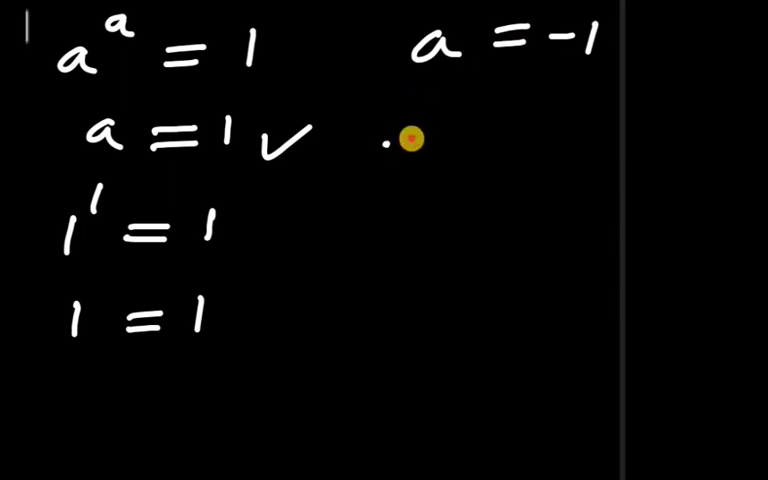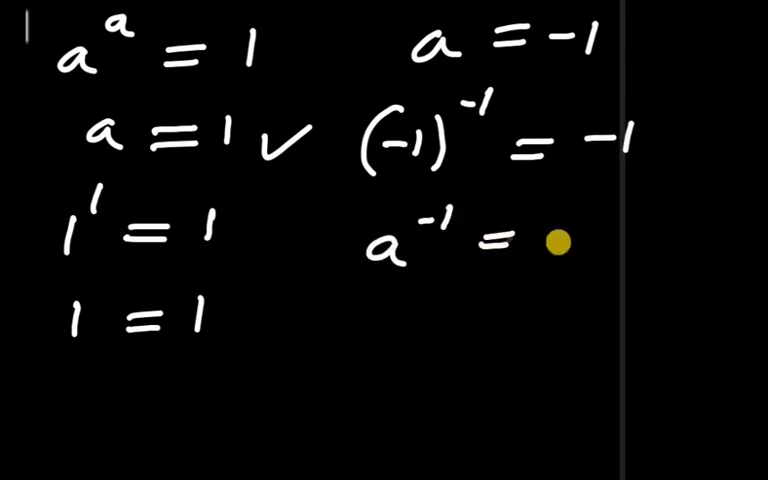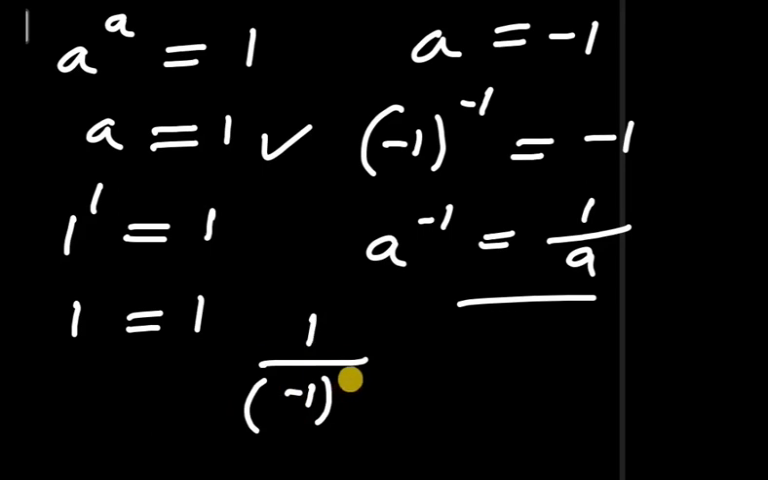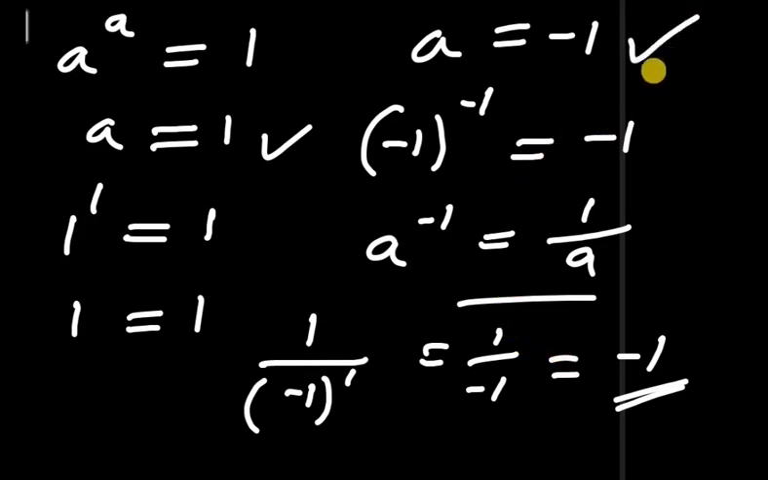This will give us negative 1 to the power of negative 1 should equal negative 1. Now, if you consider this identity, a to the power of negative 1 is equal to 1 divided by a. That means negative 1 to the power of negative 1 is simply 1 divided by negative 1 to the power of 1. Negative 1 to the power of 1 is negative 1. So we have 1 divided by negative 1, and 1 divided by negative 1 equals negative 1. So we have been able to prove that a equals negative 1 is also a valid solution. At this point, we have come to the end of the lesson.